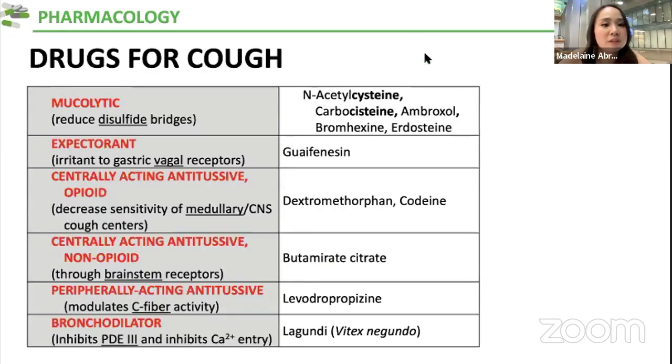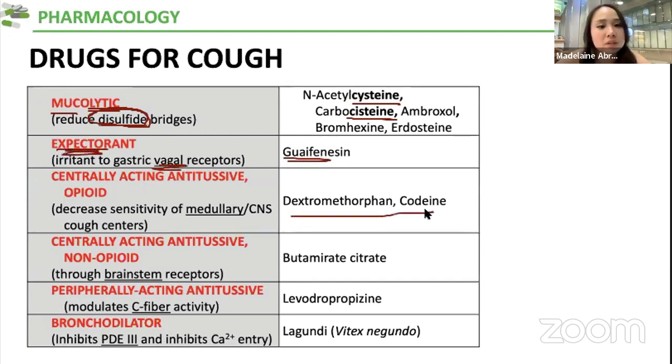natatanong din sa boards. In terms of mechanism, pag may cysteine, sa biochem, cysteine has a thiol. Your thiol has an SH, sulfur with hydrogen. Your SH would break the disulfide bridges na nagfo-form or nagpapakapal ng plema. That's why it's called mucolytic. It lyses the mucus. Your guaifenesin irritates your gastric vagal receptors, expectorating the phlegm.